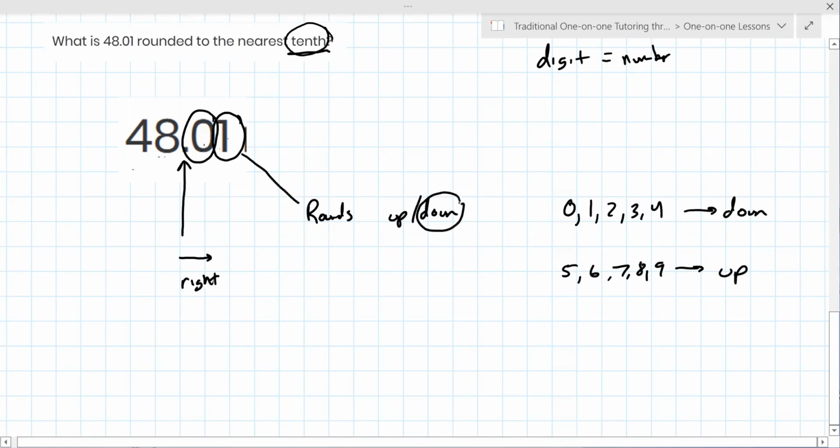When it rounds down, you just eliminate that part that's to the right of whatever you're rounding. Okay, so the answer is 48.0 because you cross out anything to the right of that digit.